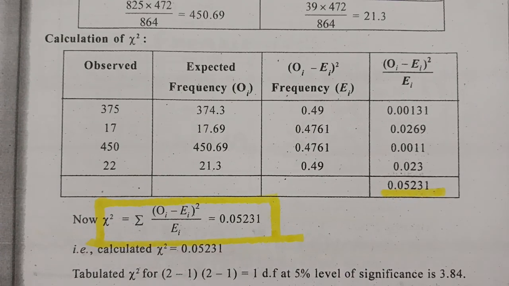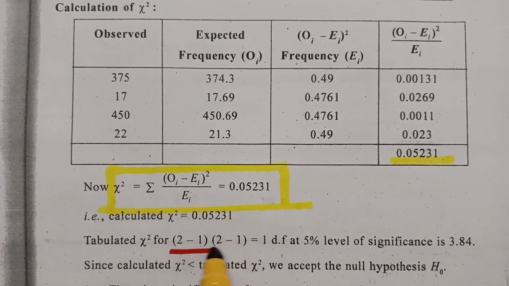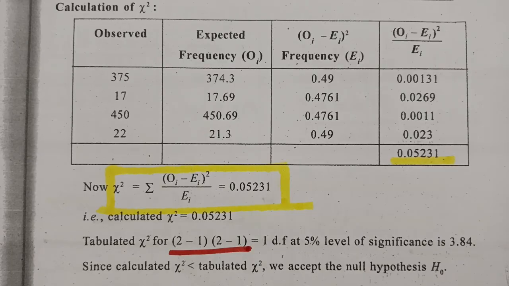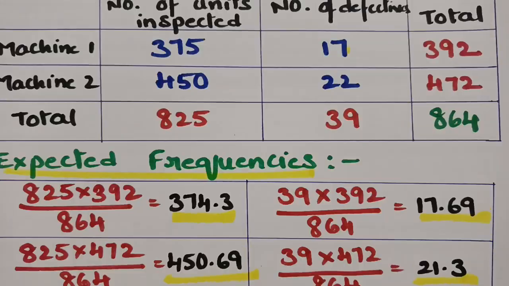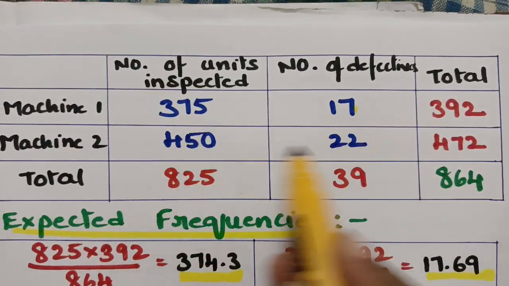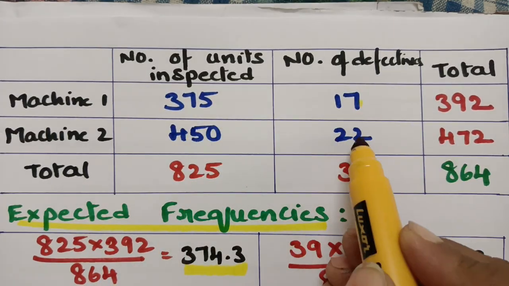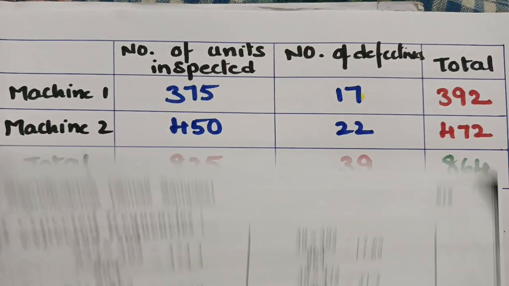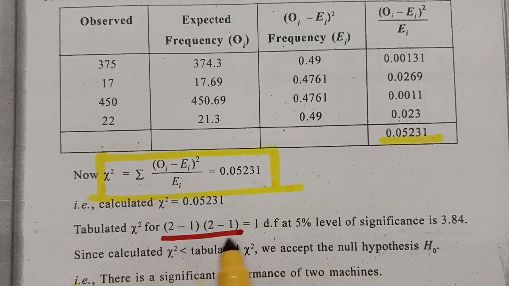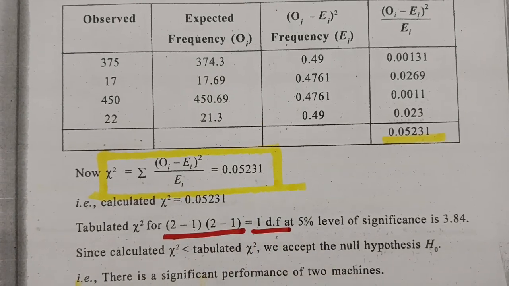And now we have to go with degrees of freedom. Degrees of freedom is nothing but the number of rows minus 1 into number of columns minus 1. So here in the question, how many rows do we have? 2 rows, 1 and 2. How many columns are there? 2 columns are there. So here 2 minus 1 into 2 minus 1, that is 1 into 1. So we have 1 degree of freedom at 5% level of significance.